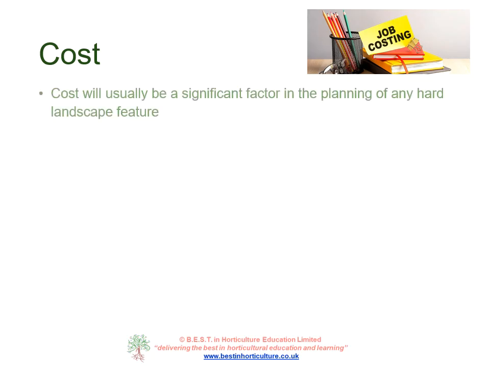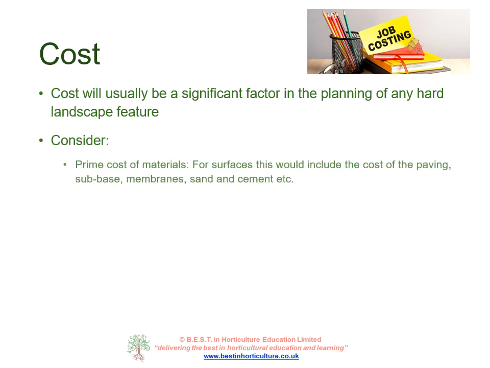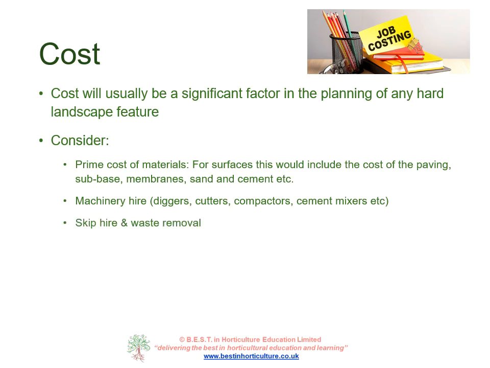This leads us on to cost. Cost will usually be a significant factor in the planning of any hard landscape feature, unless you've won the lottery or your boss has got an enormous budget. So we'll need to consider the prime cost of materials. So this is actual materials that you're buying. So for surfaces, this would include the cost of the paving, the subbase, any membranes, sand, cement or fixings that you might need. We'll also need to factor in machinery hire. Do we need to hire a digger, cutters, compactors, cement mixers? We might need to hire a skip, or we might need for arisings to be removed from site.